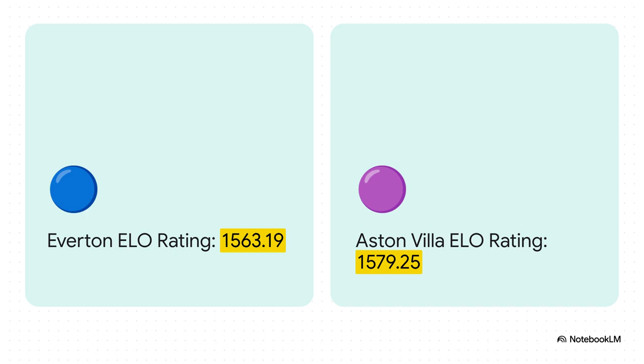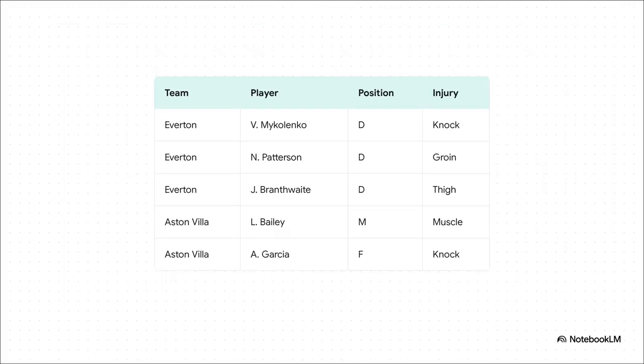And looking at the numbers here, Aston Villa comes into this one with a slightly higher rating. It's not a huge gap, but it tells us that over the long term, the AI sees them as the slightly stronger side. But long-term history isn't everything. You have to look at who's actually fit to play on the day. And wow, this could be a real game changer.